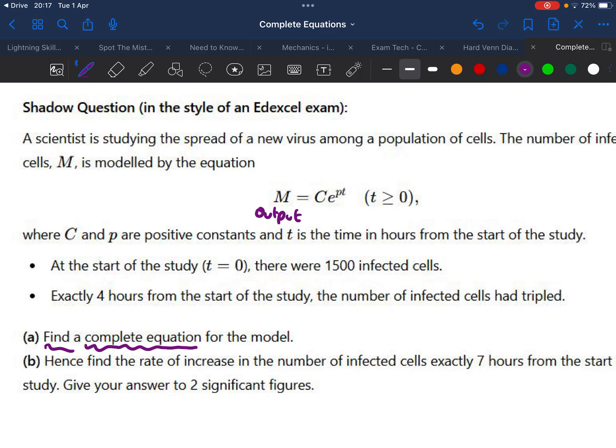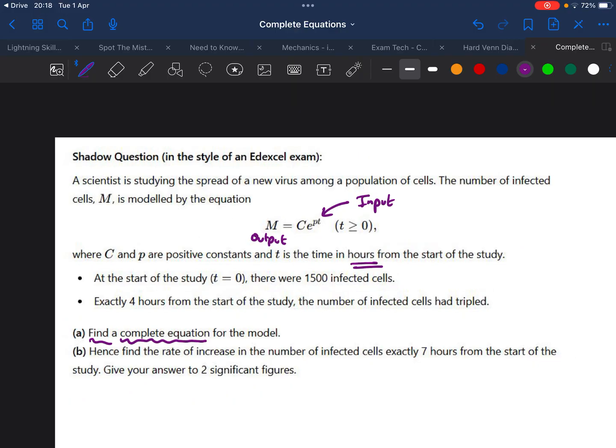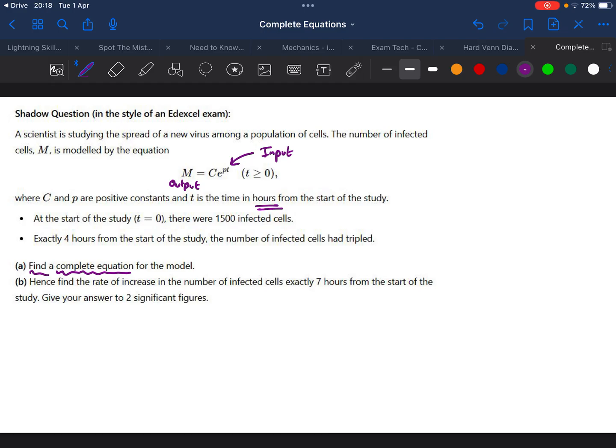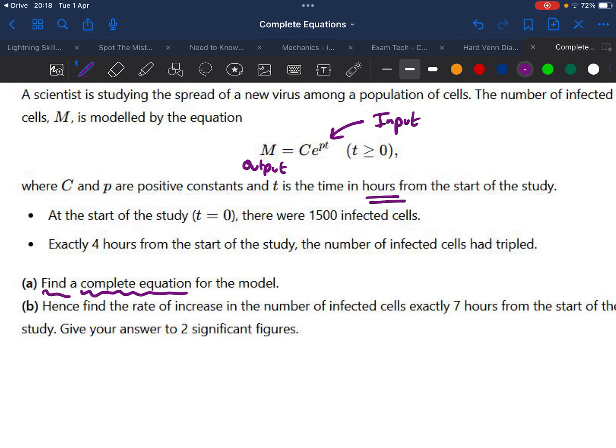Where C and P are positive constants and T is the time in hours from the start. Always keep an eye on units of time. So T is the input. This is meant to be an equation where you can put a number in and get a number out, or talk about the output and find the input. So it's up to us to find out what C is and what P is. E is Euler's number.